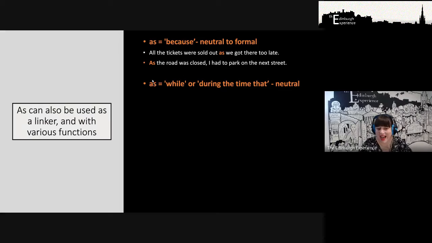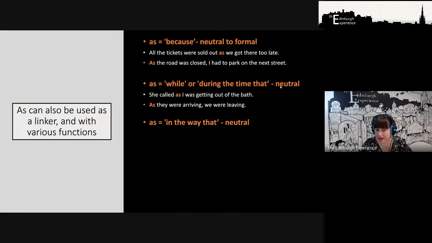We can use as to mean while or during the time, right? And that's just a neutral register here. So, she called as I was getting out of the bath, while I was getting out of the bath. Yeah. As they were arriving, while they were arriving, we were leaving, or during the time that we were arriving. Okay. We can also use as to mean in the way that.